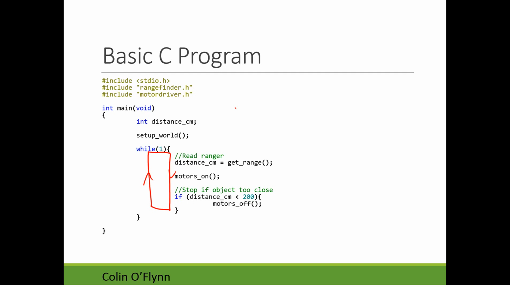It's just going to continually do these tasks. You can see it calls this getRange function, and it assigns whatever the result of that getRange function is to the variable I declared. It turns the motors on every time through the loop, and if an object is too close, I have this: if distance centimeter is less than 200, turn the motors off. It's sort of a dumb loop because it's always turning them on, then right away turning them off. All it's going to do is drive and then sort of stop at some point. Not the greatest robot in the world, but it gives you the idea of what a C program looks like.